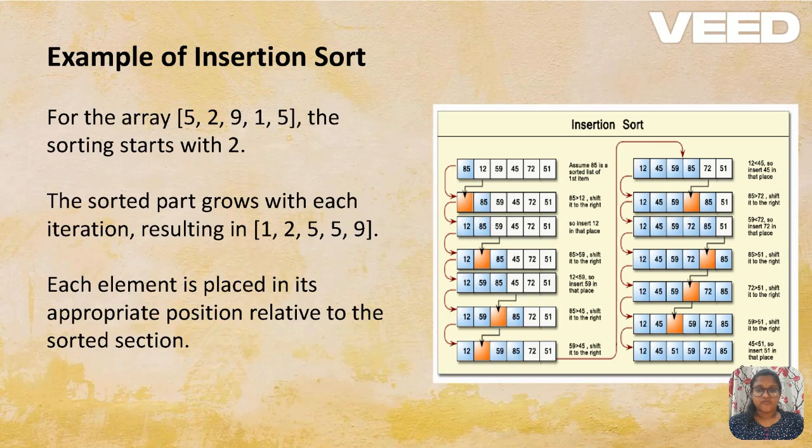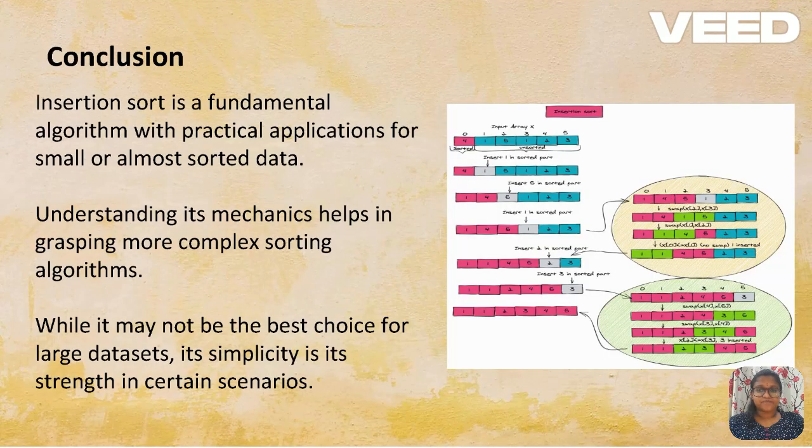For example, for the array 5 2 9 1 5, the sorting starts with 2. The sorted part grows with each iteration, resulting in 1 2 5 5 9. Each element is placed in its appropriate position relative to the sorted section.